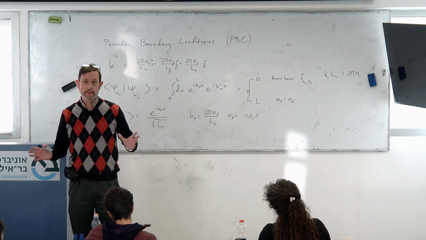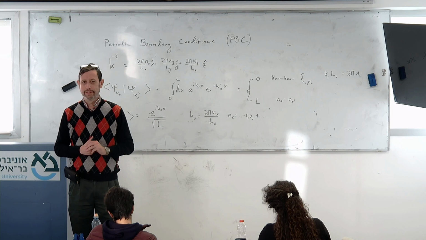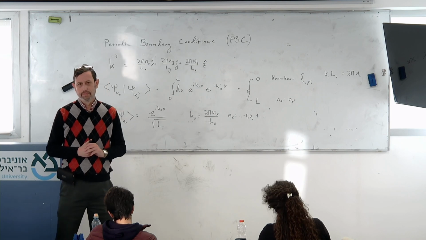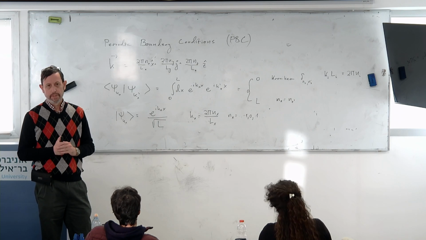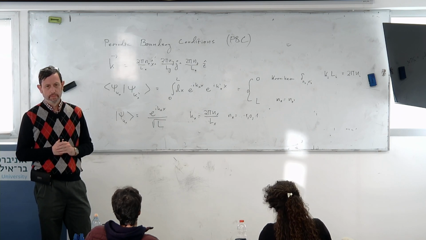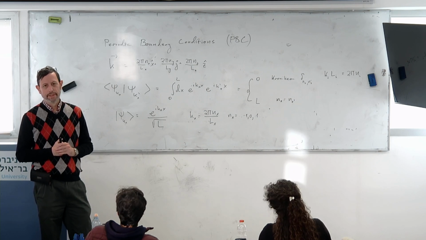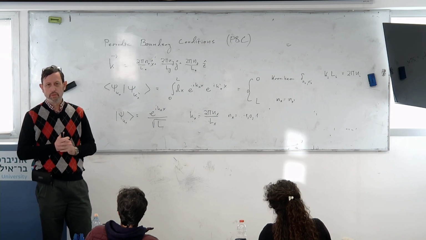Okay, so I have a simple, nice, and well-defined eigenvector. Yeah, why didn't you use sinus instead of e to the ikx? Because sinus makes no sense here. Why? Because it's periodic, it doesn't make any sense. When do you use a sinus?